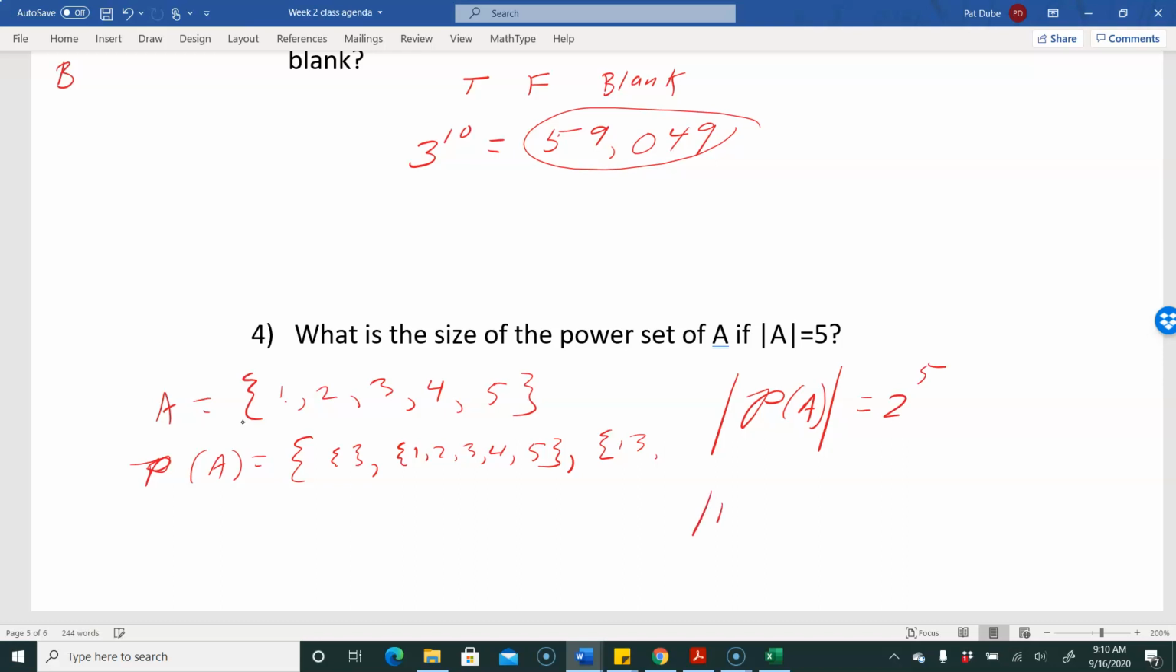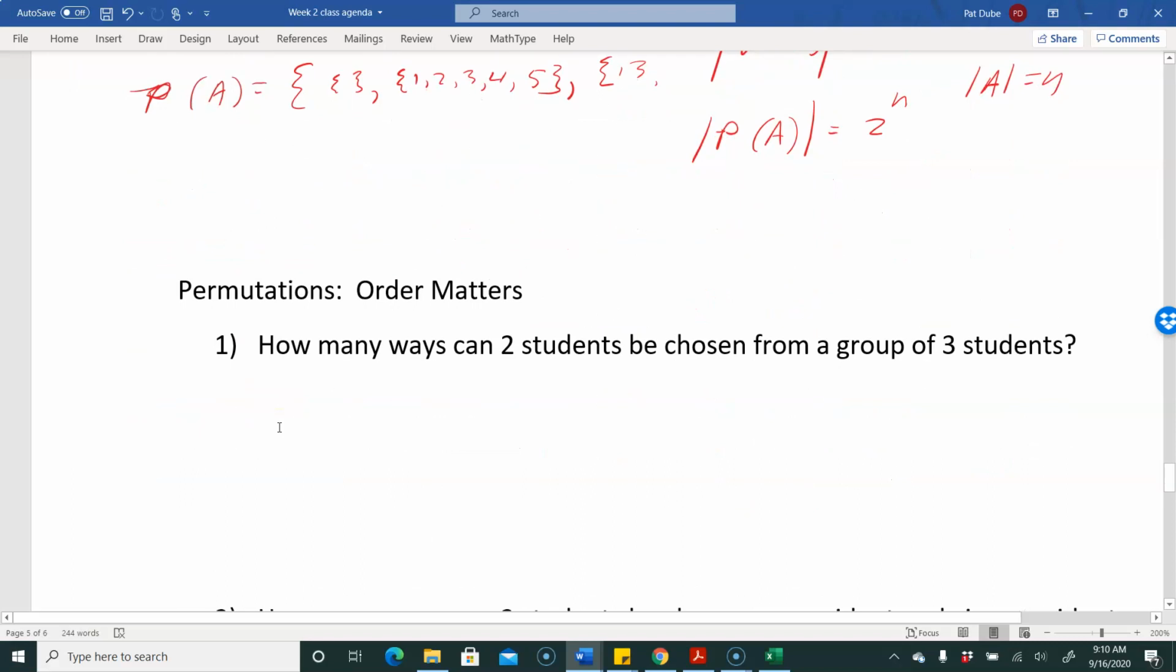So the size of any power set, that's the set of all subsets, for a set with cardinality n is 2 to the n. And the 2 comes from the fact that for each element, there are 2 choices for whether it's in or out of the set. Okay, so that's the end of the combinations thing, or the how-many thing. I'm going to go into permutations.